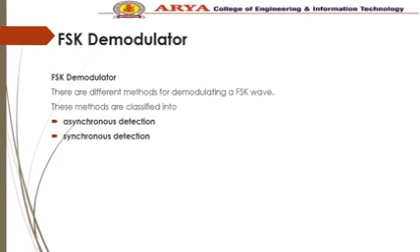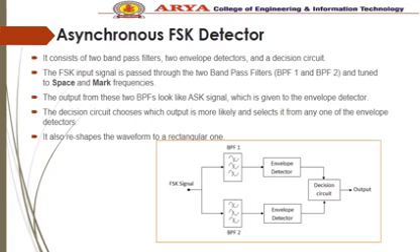Like the ASK demodulation process, the FSK demodulation process is also done as asynchronous detection and synchronous detection. The block diagram shows the asynchronous FSK detector. It consists of 2 bandpass filters, 2 envelope detectors, and a decision circuit. Firstly, the FSK signal is passed through the 2 bandpass filters that are centered on the space frequency and the mark frequency. The space frequency is the low frequency for 0, and the mark frequency is for the 1 as a high frequency.